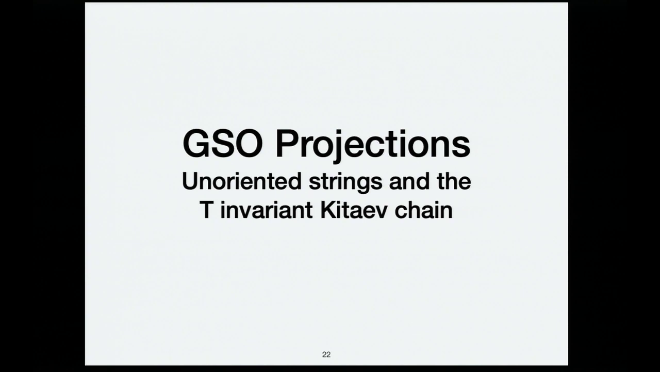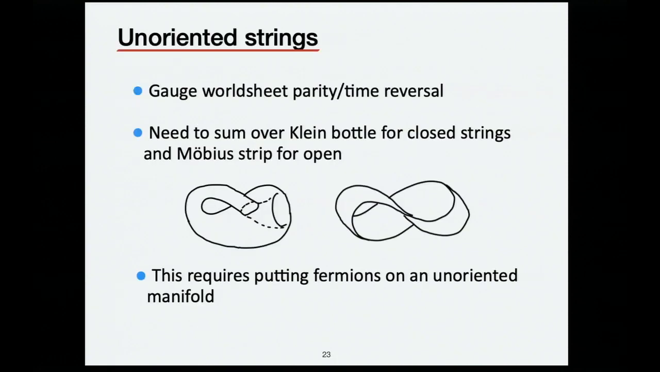So let's talk about unoriented strings, and where the Kitaev chain plays a role. So again, what we mean by unoriented strings, we are gauging worldsheet parity or orientation reversal. And this means that when we are calculating some closed string object, we need to sum over the Klein bottle. And for open strings, we also need to sum over the Mobius strip. And in order to do that, we put some RNS theory on this worldsheet, we need to put fermions on an unoriented manifold. There are several ways of doing that.